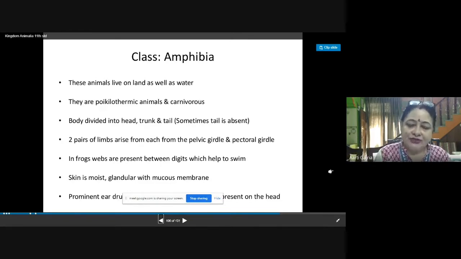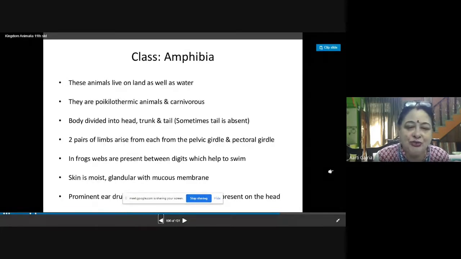Two pairs of limbs arise from the pelvic girdle and pectoral girdle. Yesterday we saw that in fish we have pelvic fin and pectoral fin. So here from the girdles, the limbs are there, forelimbs and hind limbs from pelvic girdle and pectoral girdle. In frogs, webs are also present between the digits. You will find the web between the digits, and these webs help these organisms to swim. So for swimming, they are having webs between their digits.